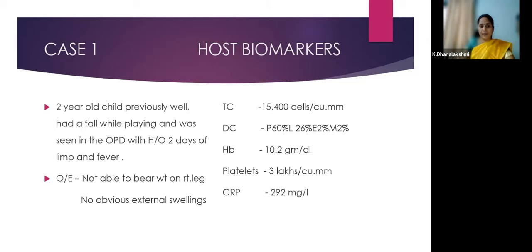So, a 2-year-old previously well child. This child had a fall while playing and was seen in the OPD with a history of 2 days of limp and fever. On examination, the child is not able to bear weight on the right leg, but there is no obvious external swelling. We don't know whether it is osteomyelitis or simply unrelated fever. So the clinician orders some basic investigations. Here the total count is 15,400 with polymorph predominance, polymorphs 60, lymphocytes 26, E2, M2, hemoglobin 10.2, platelets are okay. CRP is 292. So what is the interpretation of CRP?